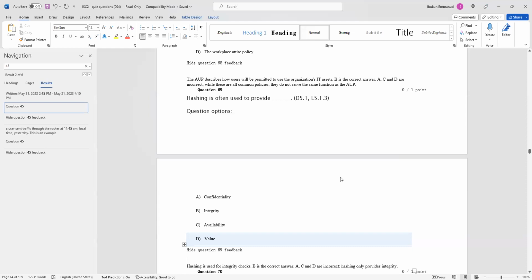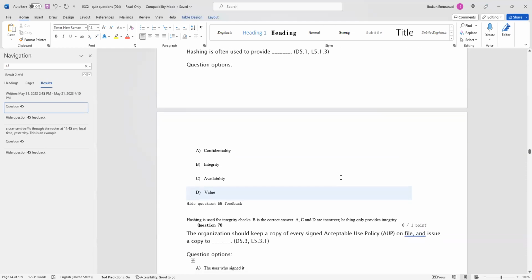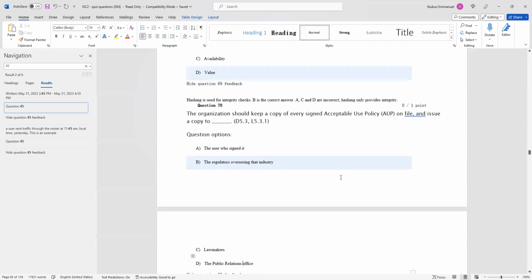So hashing is used for integrity checks. The organization should keep a copy of every signed acceptable use policy on file and issue a copy to who? Is it to the regulators? Is it to the user who signed it? Is it to lawmakers, the PRO? Who do we think a copy should be issued to?